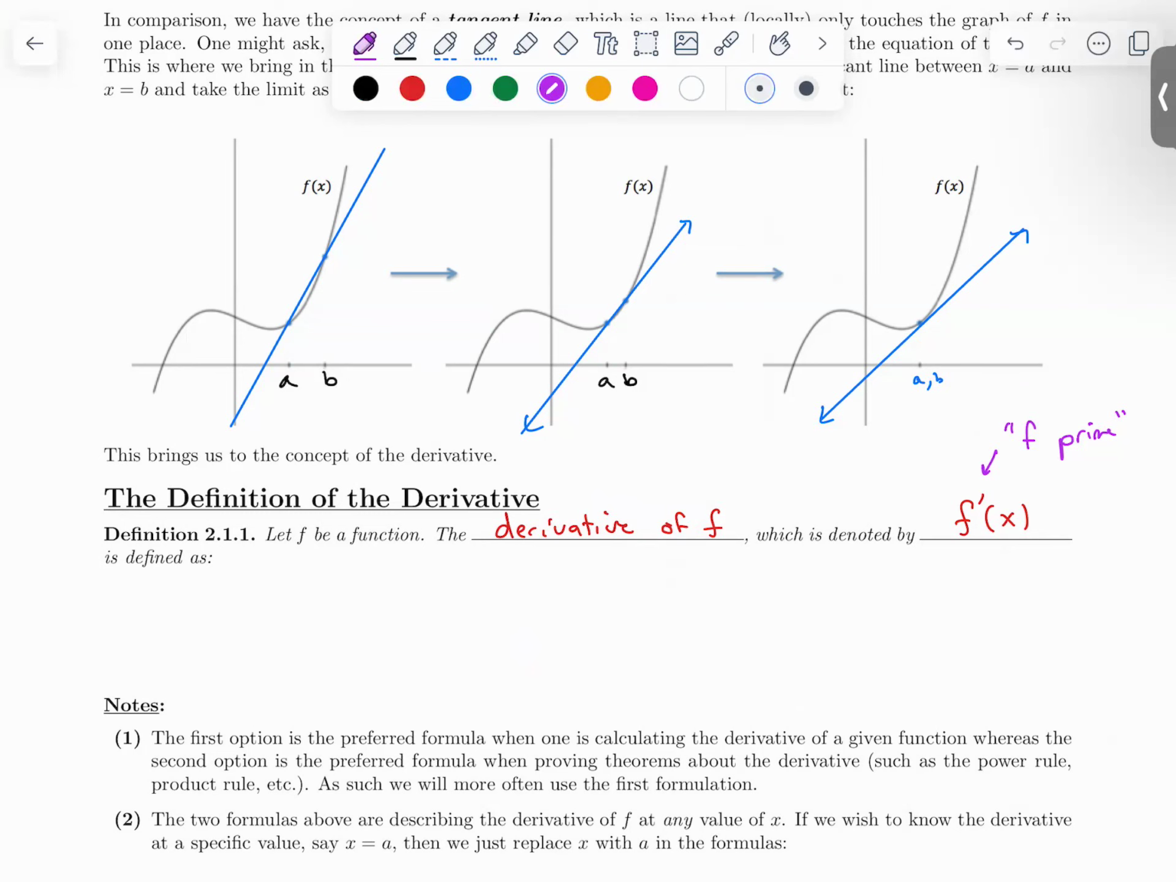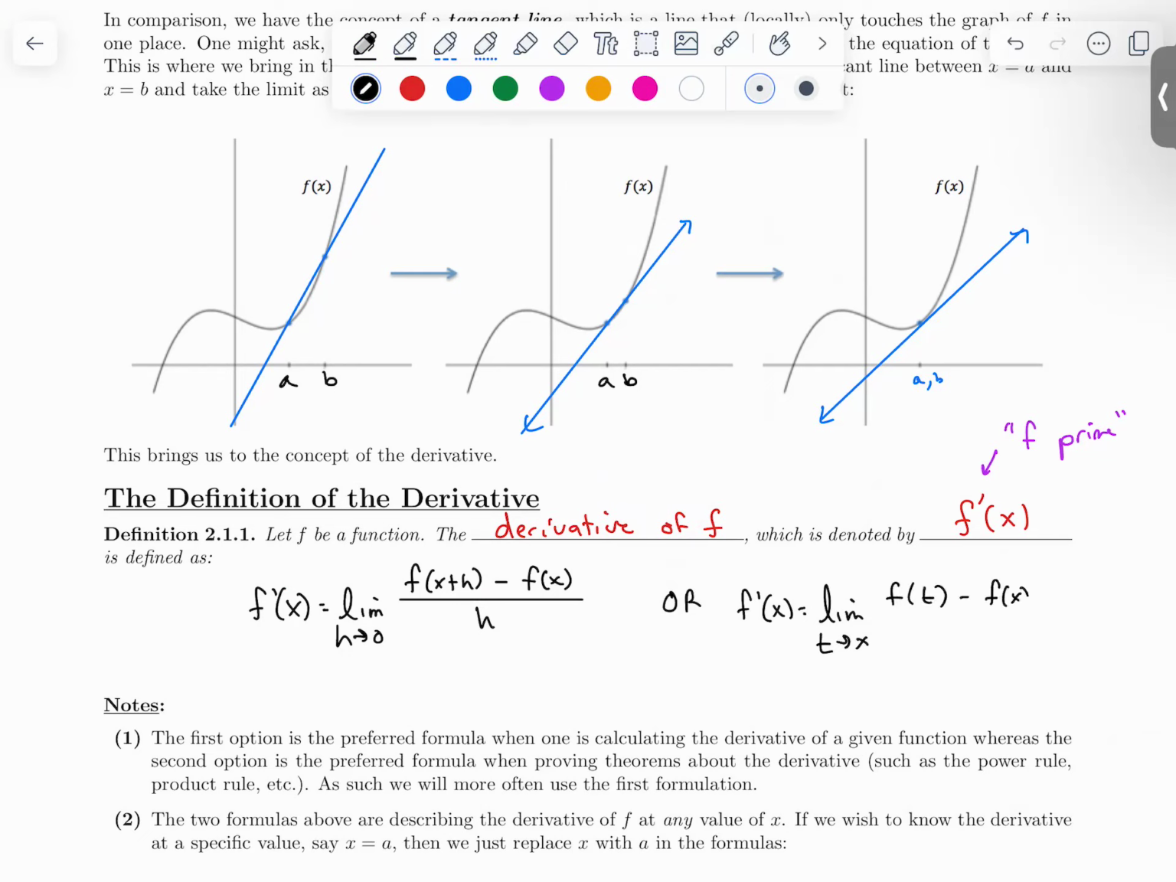So the derivative is defined as f prime of x is equal to the limit as h approaches 0 of f of x plus h minus f of x, all divided by h. That is the version that we will use almost exclusively. Or f prime of x is equal to the limit as t approaches x of f of t minus f of x divided by t minus x.